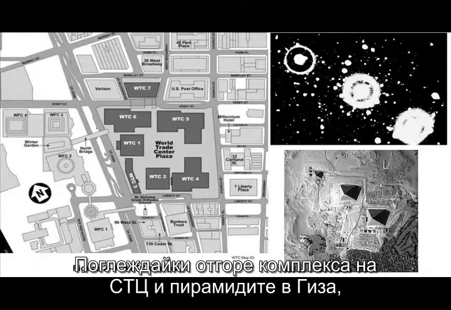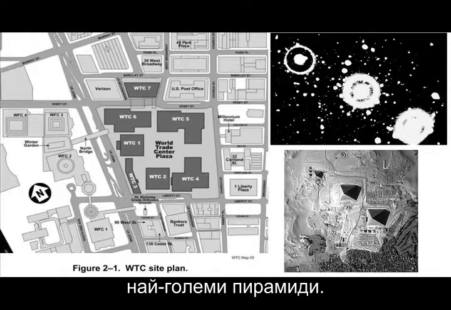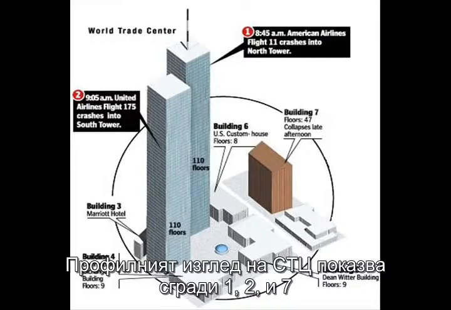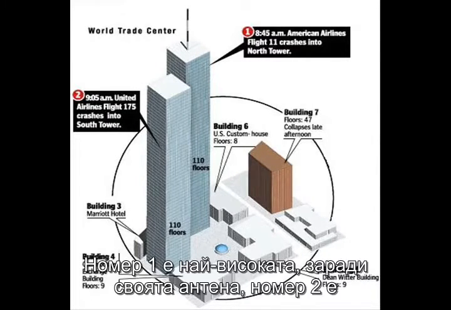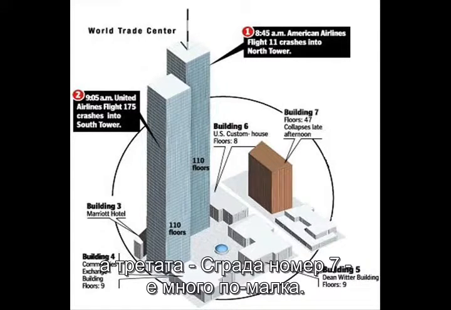An overhead view of the Twin Towers and World Trade Center complex and the Pyramids of Giza reveal the symmetry between the Twin Towers and the two Great Pyramids of Giza. A profile view of the World Trade Center complex, 1, 2, and 7, shows their relative sizes. 1 is the tallest with its antenna, 2 is the second tallest and almost the same size as the first one. The third, World Trade Center 7, is much smaller.